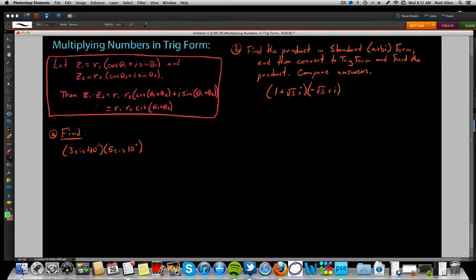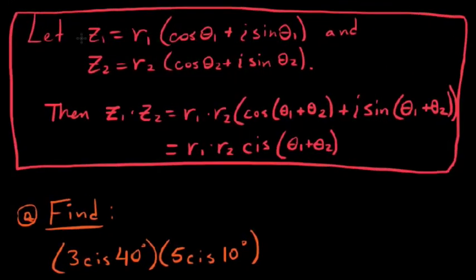Hello YouTube. In this video we're going to be discussing specifically how we multiply numbers, but numbers that are listed in trig form, that is complex numbers that are written in trig form. So very quickly before we look at the theorem, or at least the law for multiplying numbers in trig form, let's review what we mean by a number in trig form.